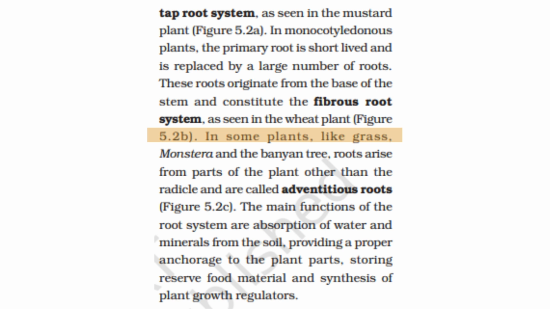In some plants like grass, monstera, and the banyan tree, roots arise from parts of the plant other than the radicle and are called adventitious roots. Figure 5.2c. The main functions of the root system are absorption of water and minerals from the soil, providing proper anchorage to the plant parts, storing reserve food material, and synthesis of plant growth regulators.